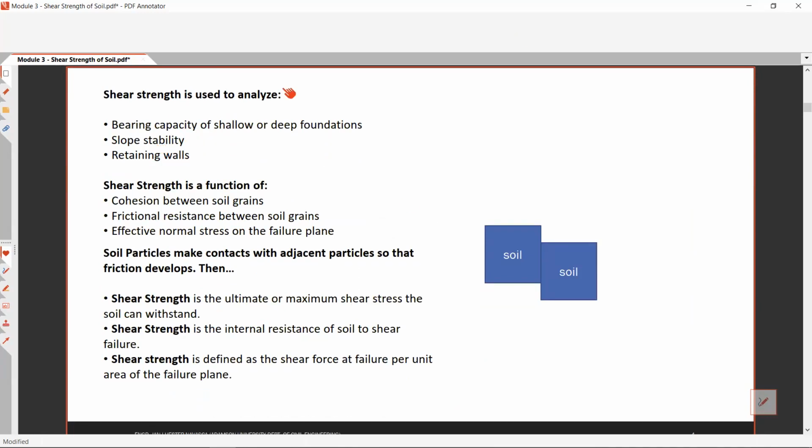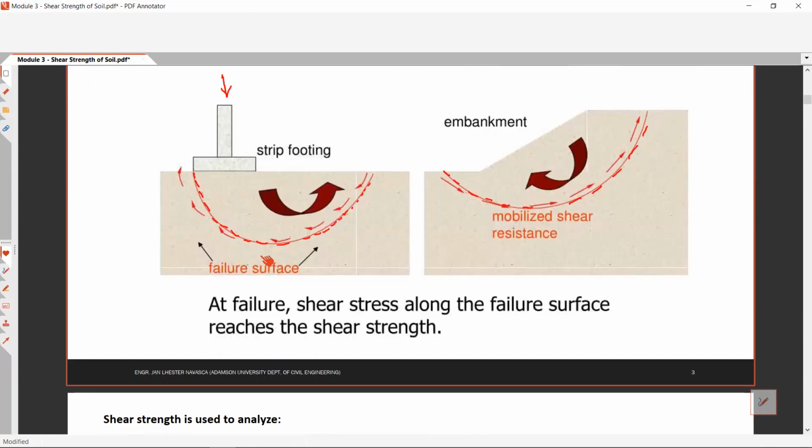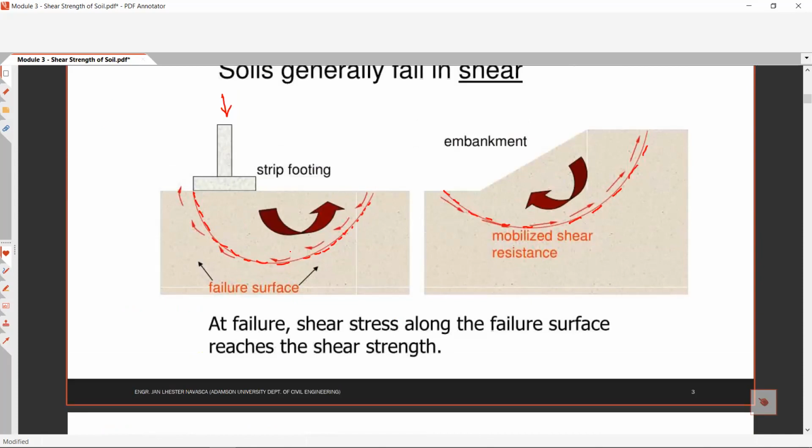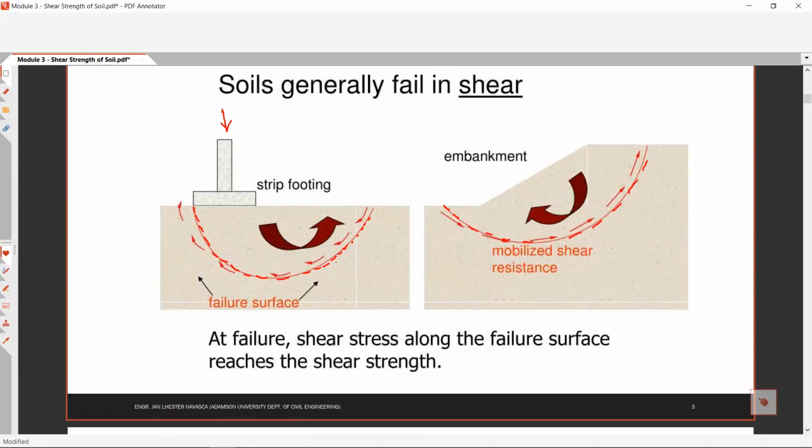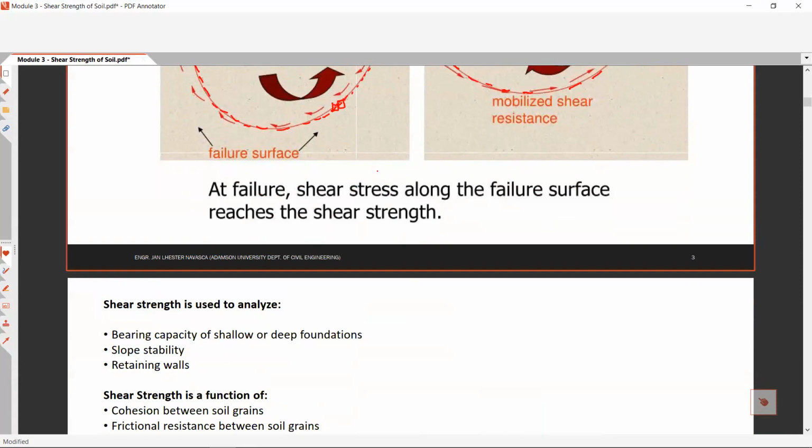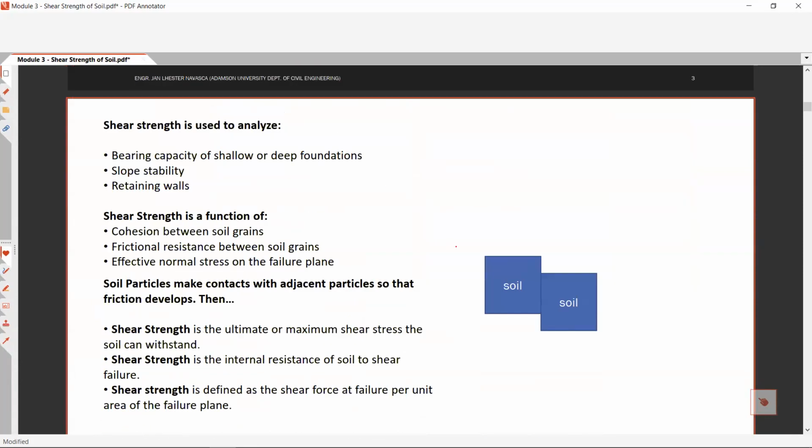Also, the shear strength is a function of the cohesion between the soil grains, the frictional resistance between the soil grains, and the effective normal stress on the failure plane. Let's say for example this one. Kumuha tayo ng dalawang soil particle. This one, and isa pa dito. The shear strength, yung two soil particle na yan, this one.